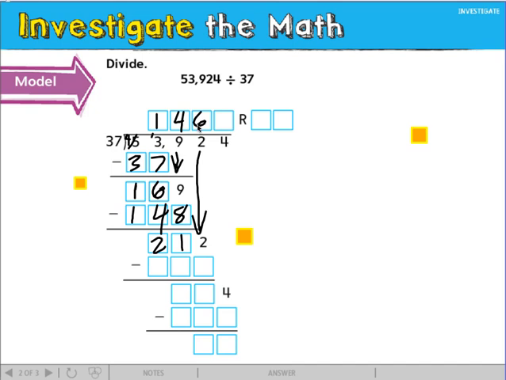So 6 times 7 is 42. 6 times 3 is 18 plus 4, that's 22. What's wrong? It's too big. So what am I going to do with my 6? Make it 5. I'm going to make it a 5. I'm not using covering up the ones place to find the exact digit.